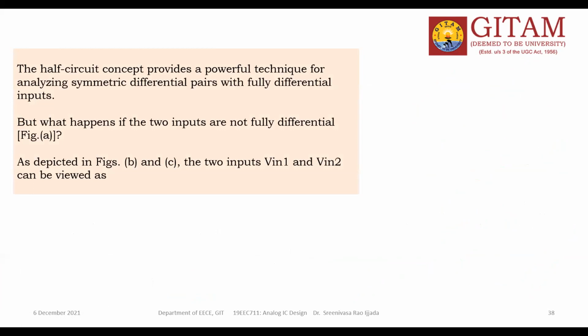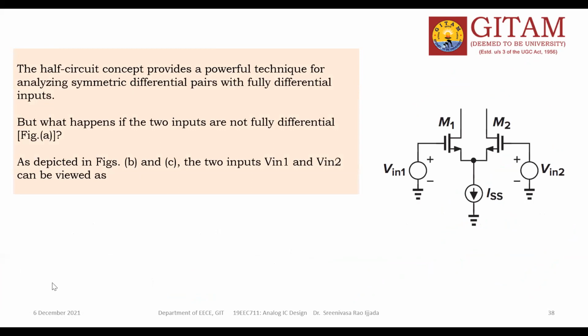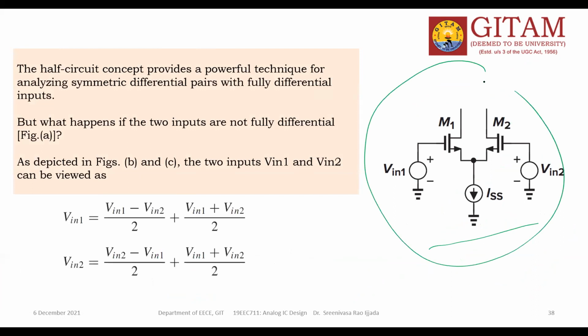So the half circuit concept I am now applying. My question is, what happens if the two inputs are not fully differential? So this is my circuit, V1, V2. Now this circuit I can represent like this. V1 and V2 can be rewritten. V1 is equal to (V1 minus V2)/2 plus (V1 plus V2)/2, and V2 is equal to (V2 minus V1)/2 plus (V1 plus V2)/2.